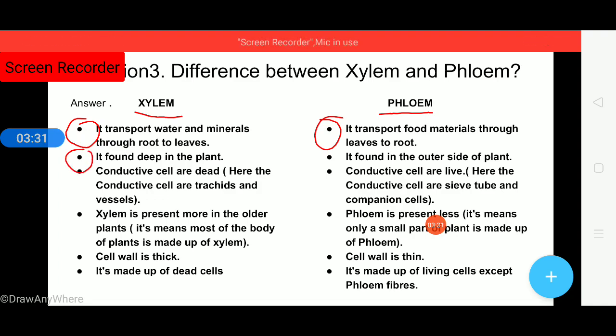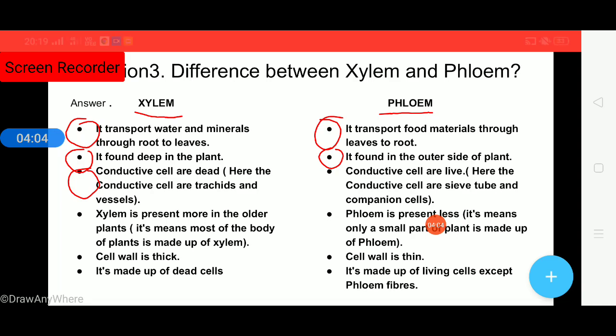The second point of xylem, it is found deep in the plant. So in the first point we see it transports water and minerals from root to leaves, so it means it is found deep in the plant, that's why. And the second point of phloem is it is found on the outer side of the plant, because it transports food materials from leaves to root, so it is present on the upper side, or we can say the outer side of the plant.